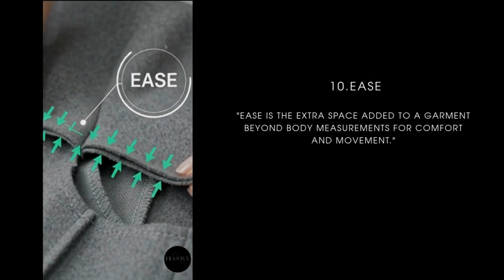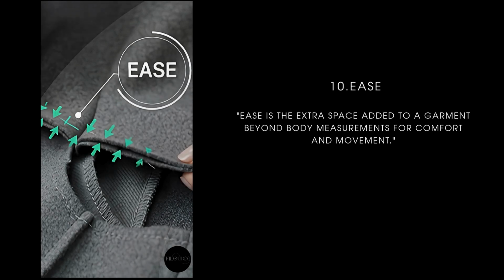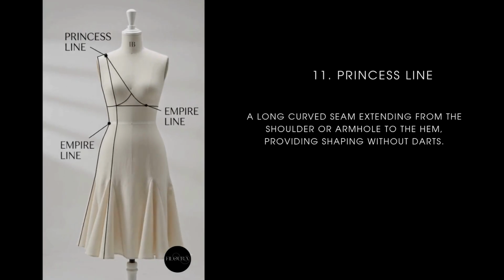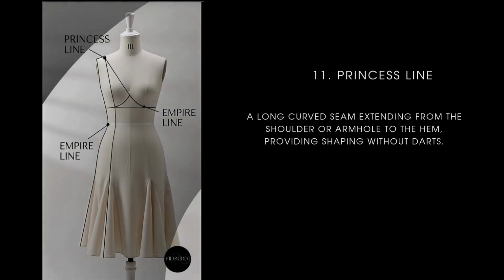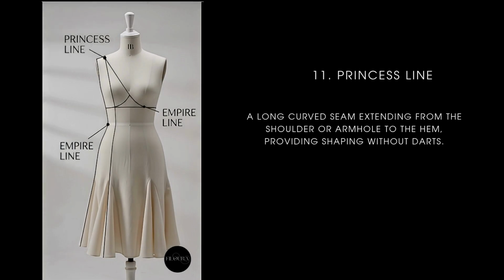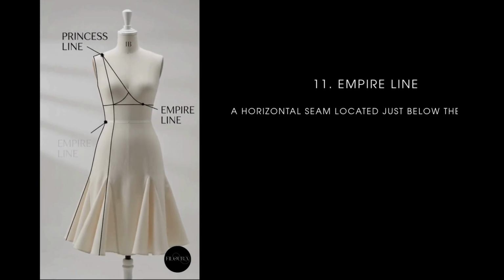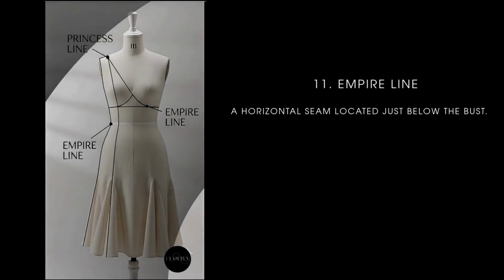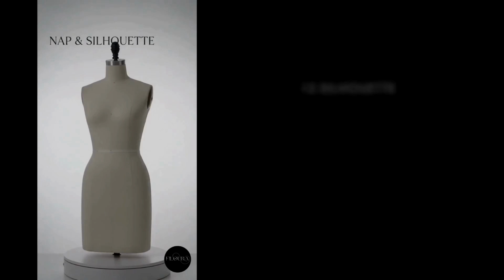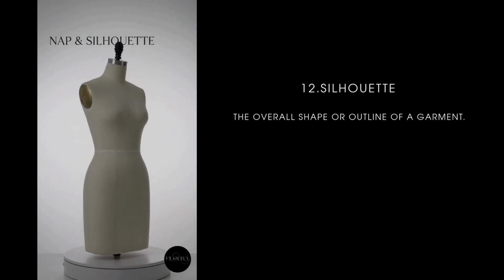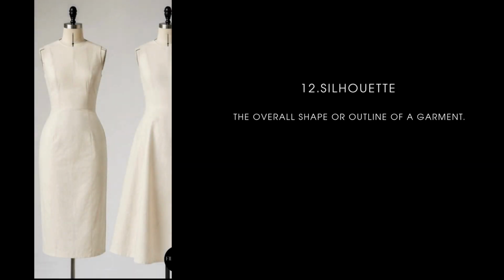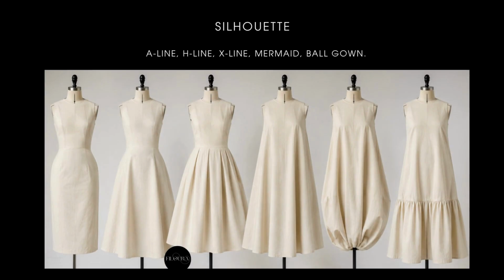Then we have ease. Ease is the extra space added to the garment beyond the body measurement for comfort and easy movement. Princess line, a long curved seam extending from the shoulder or armhole passing through the apex to the hem, providing shaping without darts. Empire line, a horizontal seam located just below the bust. Silhouette, the overall shape or outline of a garment. Examples for silhouette include A-line, H-line, X-line, mermaid and ball gown, etc.